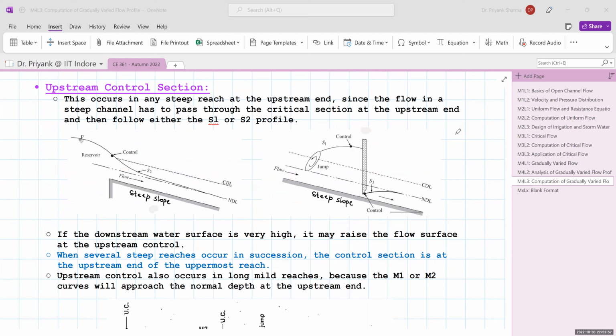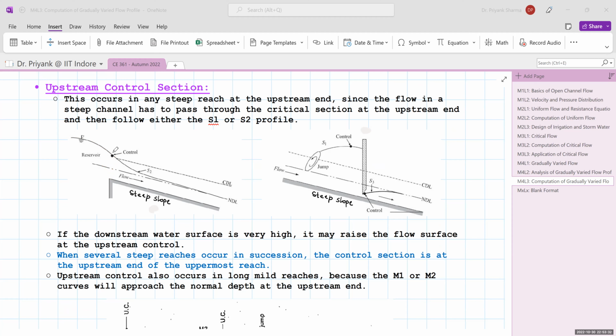It occurs when there is a steep reach at the upstream end, because the flow in that channel has to pass through the critical section at the upstream end and then follow either the S1 or S2 profile. So you can see that this is a steep slope channel. The flow is initially here, so it has to come down. While coming down and meeting the NDL, it has to cross the critical depth. So this is your YC. That particular point becomes the control section.